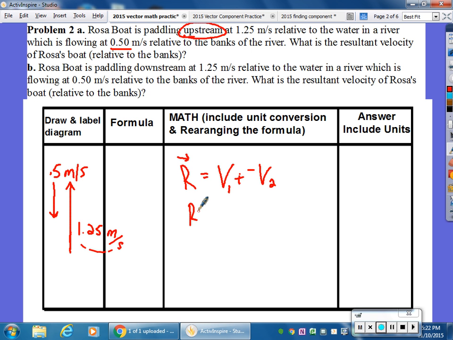So in terms of these two particular vectors, we're going to do 1.25 plus a negative 0.5 meters per second. These are both meters per second. And so we end up with a resultant vector, in this case, of 0.75 meters per second. So that ends up being Roosevelt's velocity relative to the bank.